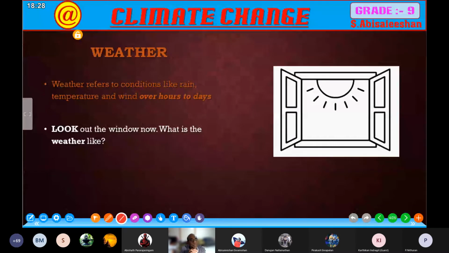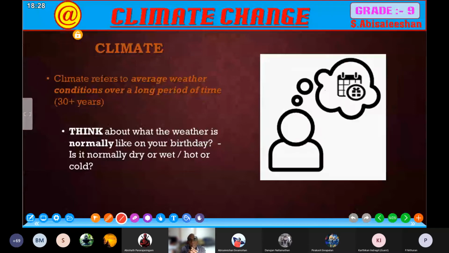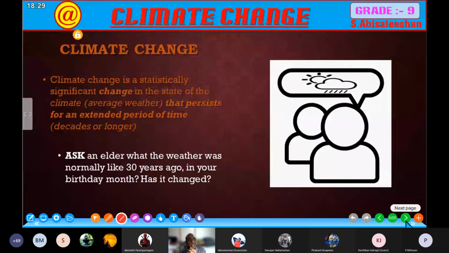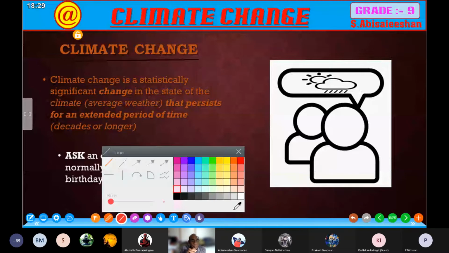Climate refers to average weather conditions over a long period of time. Think about what the weather is normally like on your birthday. Is it normally dry or wet, hot or cold? Climate change is a statistically significant change in the state of climate that persists for an extended period of time. Ask an elder what the weather was normally like 30 years ago in your birthday month. Has it changed?